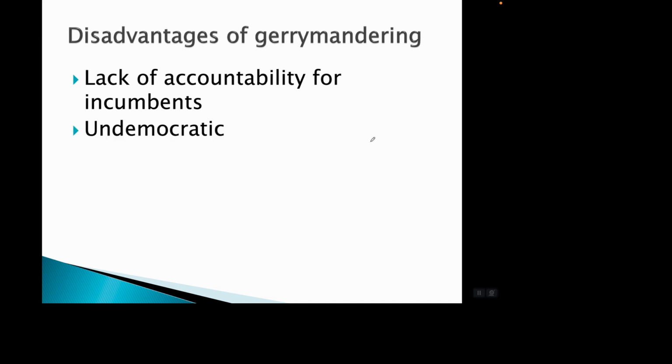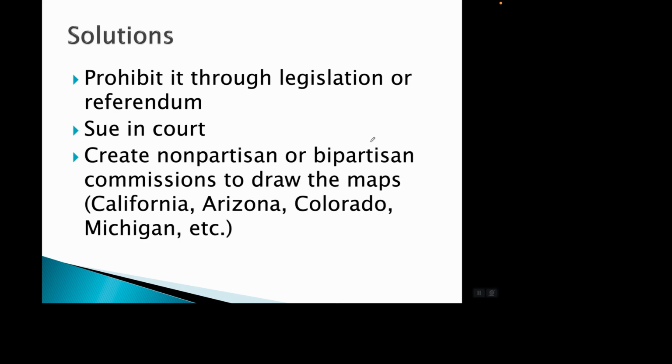It's also undemocratic because people should be choosing their representatives. We shouldn't have a situation where representatives are choosing their people, where representatives are choosing their constituents. Here's some solutions. Prohibit it through legislation, although the legislature might like gerrymandering because they like being in office, so you might have to go with a referendum instead. You could sue in court.